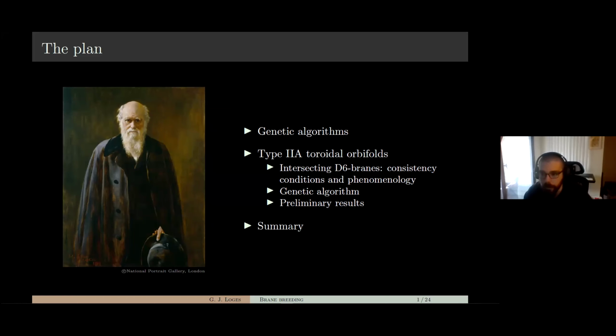So I'll start with a fairly simple example to demonstrate this, and then I'll turn to the model of interest with intersecting D6 branes, and describe how you can phrase this in terms of a genetic algorithm, and we'll finish with some preliminary results. This is ongoing work, so some insights into how the genetic algorithm is solving the consistency conditions that are required, and also some statistics once a large enough data set has been collected.